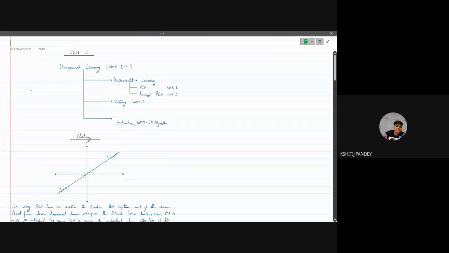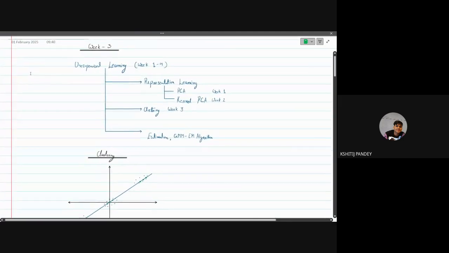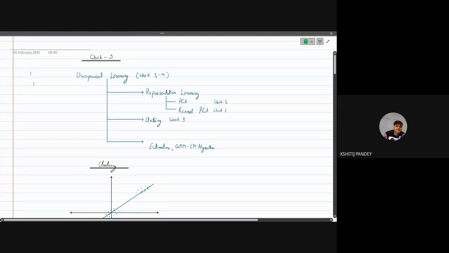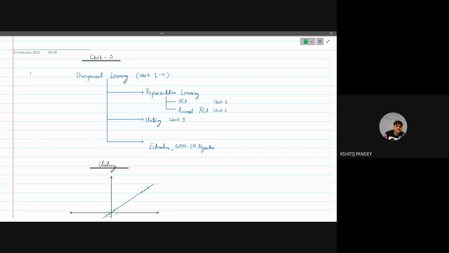So in week 3, till now what we have done. Basically from week 1 to 4, you have unsupervised learning. In weeks 1 and 2, you have representation learning, in which in week 1 we covered PCA, and in week 2 we covered kernel PCA. Now we are on week 3. In week 3 we have clustering, and in week 4 we have estimation, GMM, and EM algorithm. So the discussion for today is clustering. So let's start our discussion.